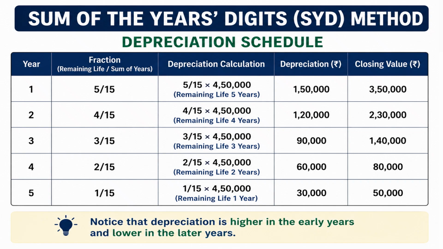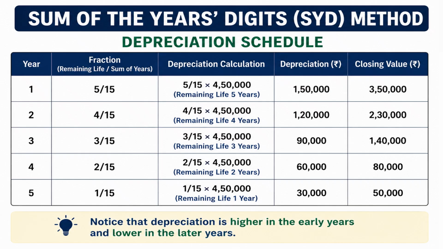Step 3. Calculate annual depreciation. Year 1. Remaining life is equal to 5. Depreciation is equal to 5 divided by 15 into 4,50,000 rupees, is equal to 1,50,000 rupees. Year 2. Remaining life is equal to 4. Depreciation is equal to 4 divided by 15 into 4,50,000 rupees, is equal to 1,20,000 rupees.